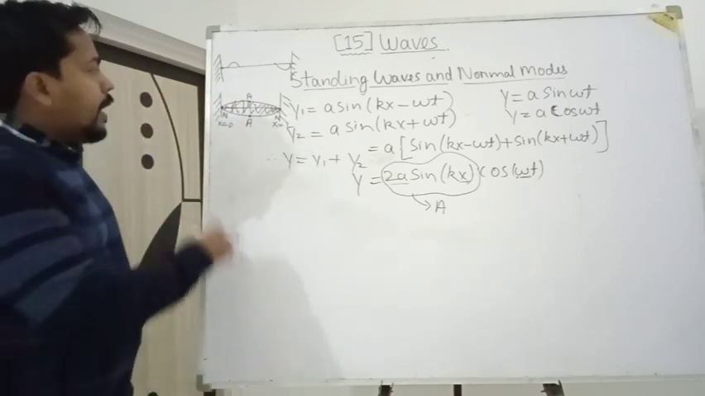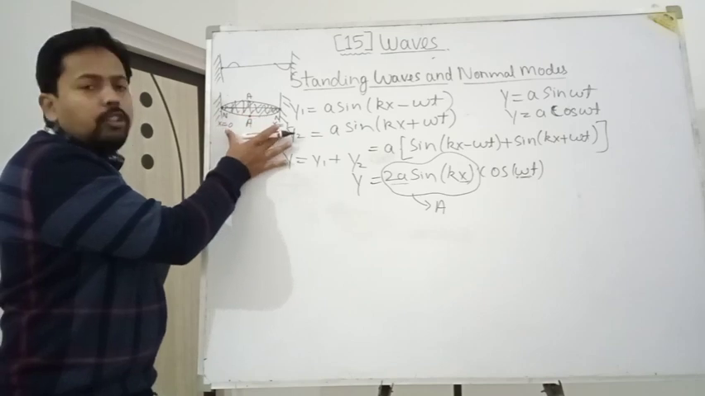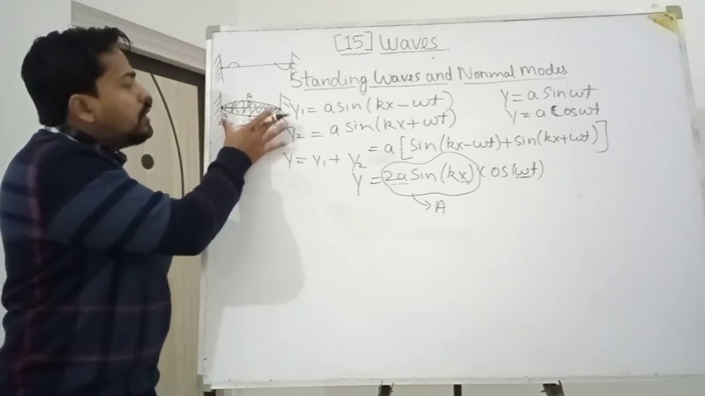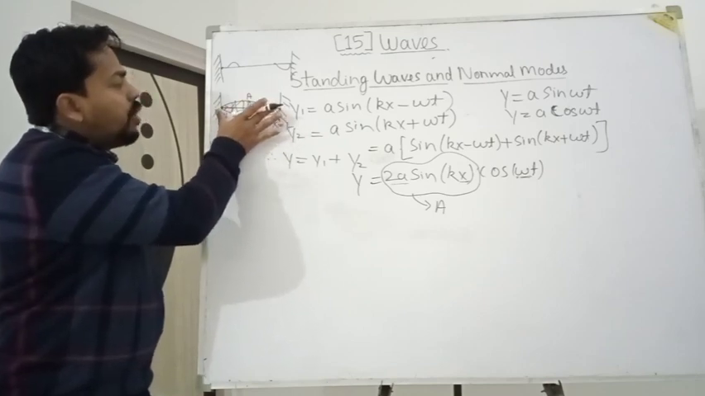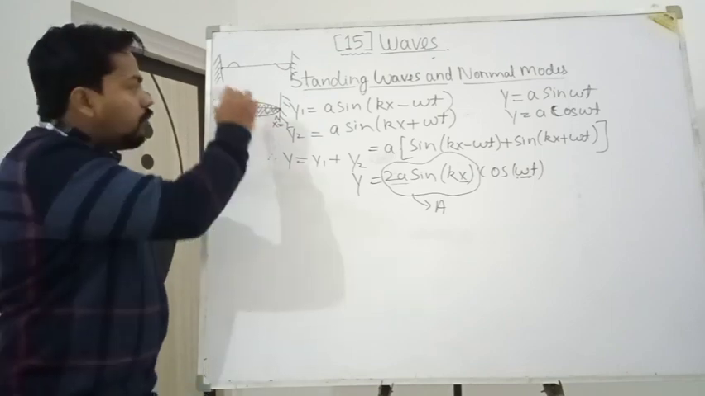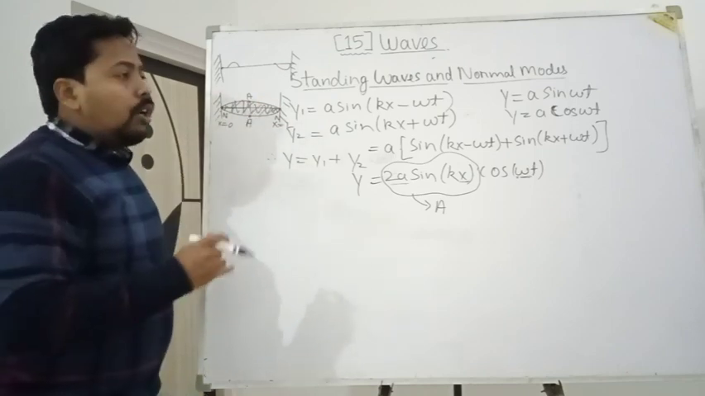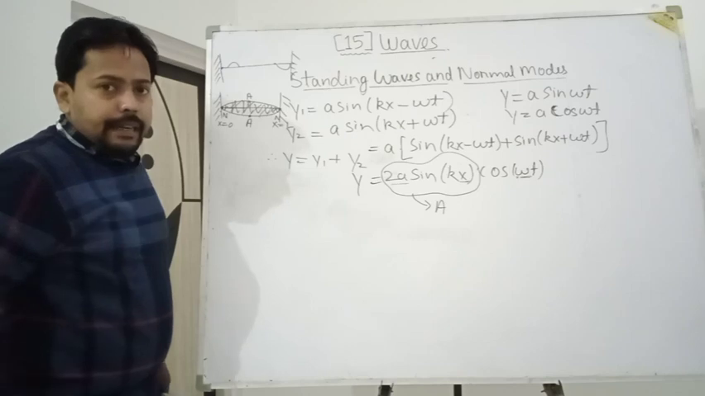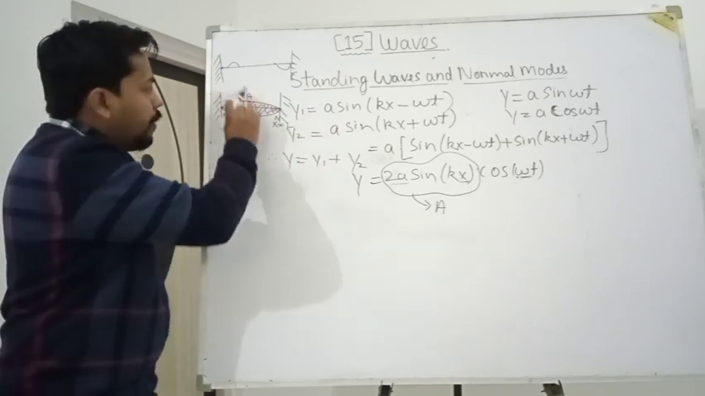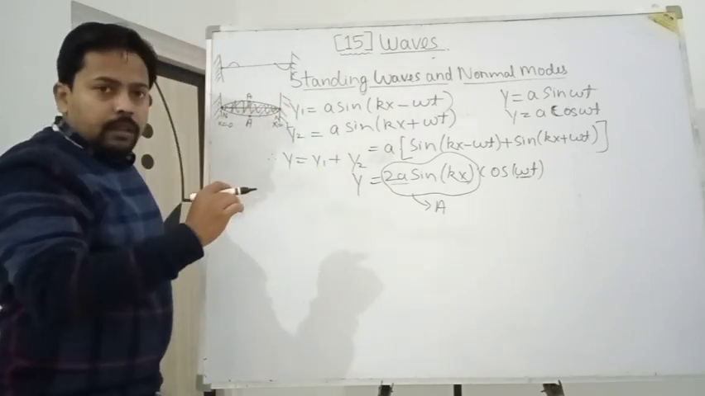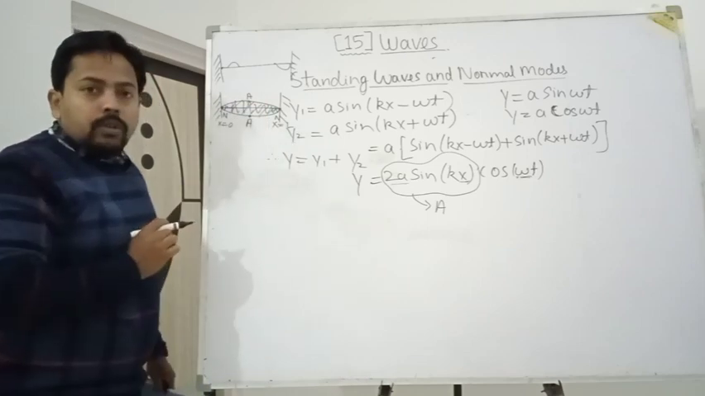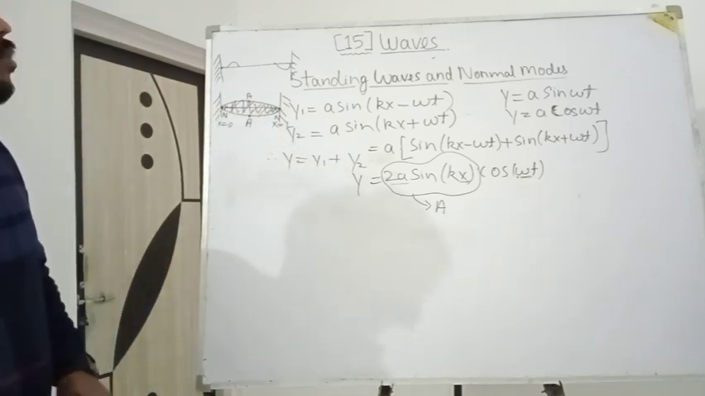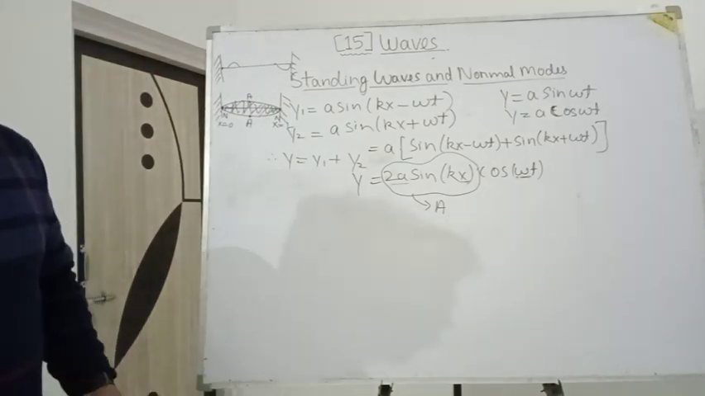So in this entire string, since the length of the string is fixed, the wavelength of the oscillation cannot go to infinity. This wave cannot travel to infinity. This is fixed. That means we are having some fixed values of the frequencies.